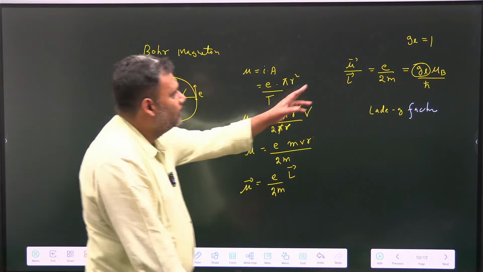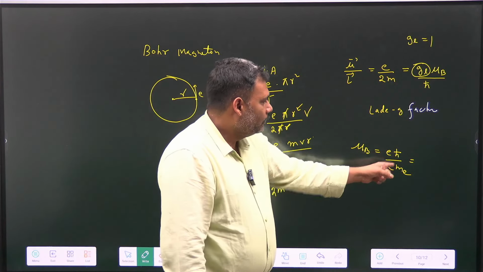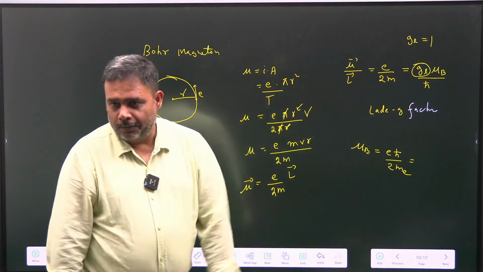Okay, I will just give you that number. You can calculate it. I will give you this number later. Just currently, look, e h cut upon 2me. I will give you the correct value. So this will be some constant mu b, right?